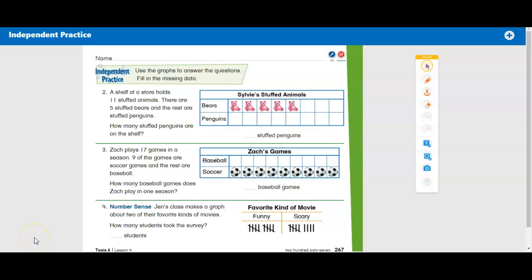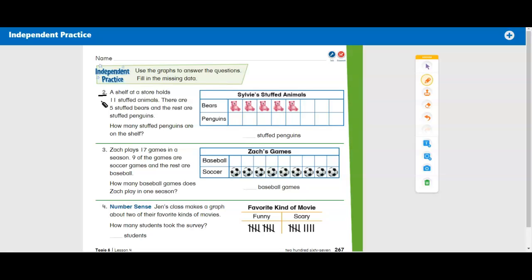For your independent practice on the next page, 267, it wants you to use the graphs to answer the questions. Then fill in the missing data. For number 2, it says, a shelf at a store holds 11 stuffed animals. There are 5 stuffed bears and the rest are stuffed penguins. How many stuffed penguins are on the shelf?